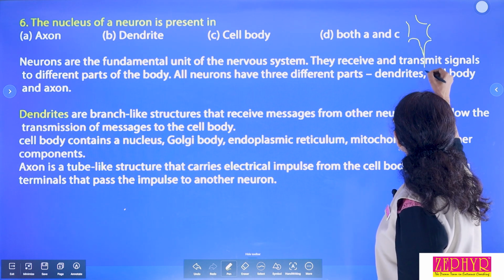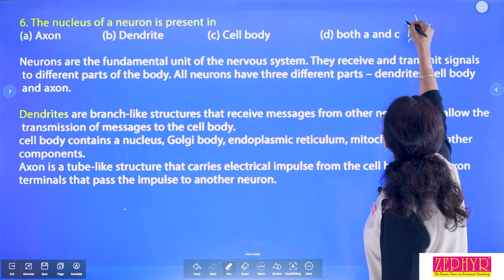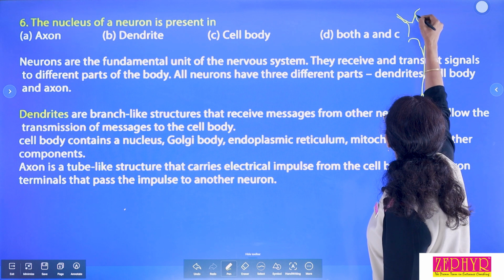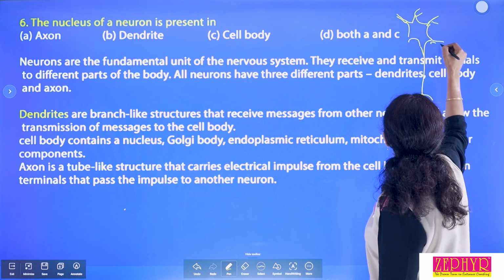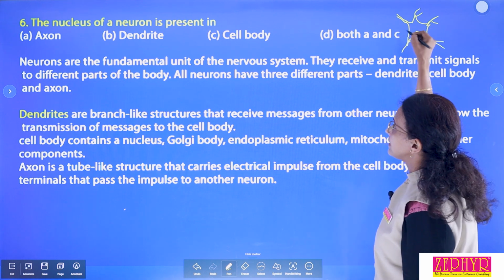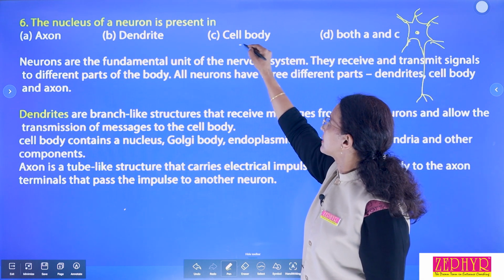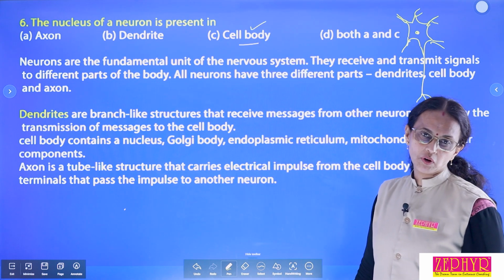Then comes the axon. At the end, axonite. Okay. Then here is dendrite. Nucleus is present in the cell body. The correct answer is cell body. Nucleus is present in the cell body.